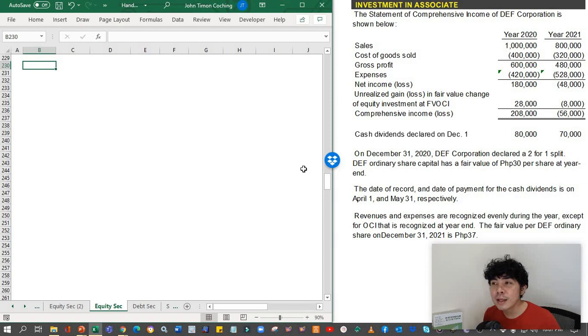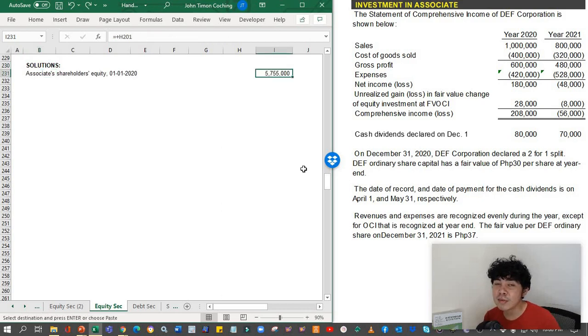Ngayon, let's start the computation. Let's start with the January 1 shareholders' equity ni associate. At magkano daw yun? Yun ay 5,755,000 pesos. And again, yan ay shareholders' equity. It means yan yung net asset ni associate on January 1, 2020.